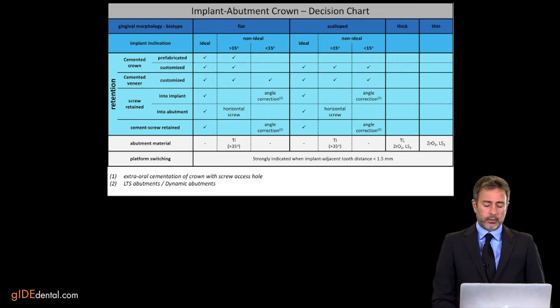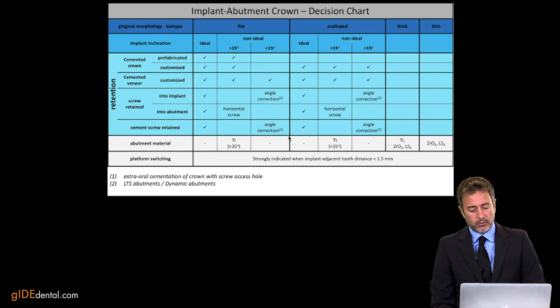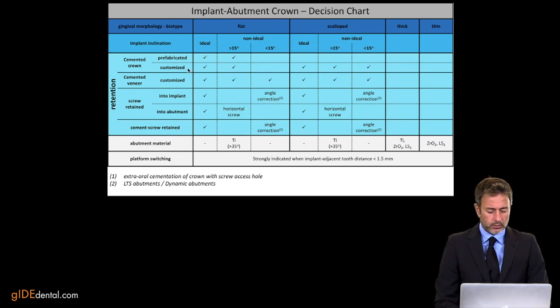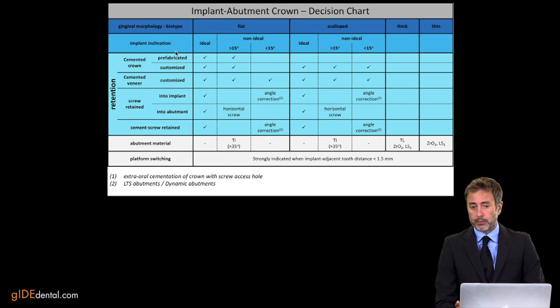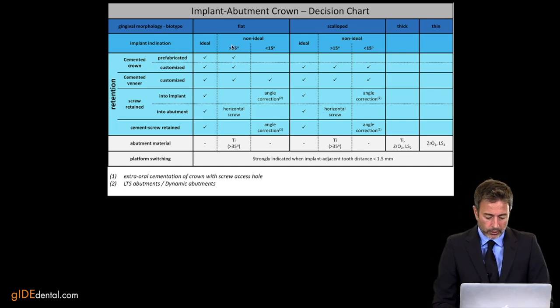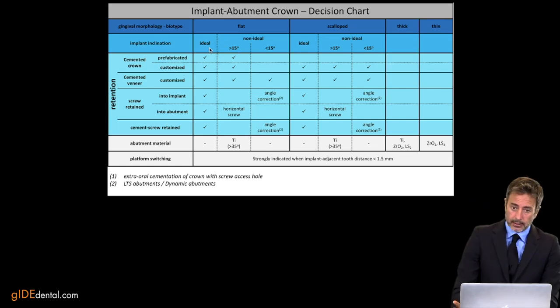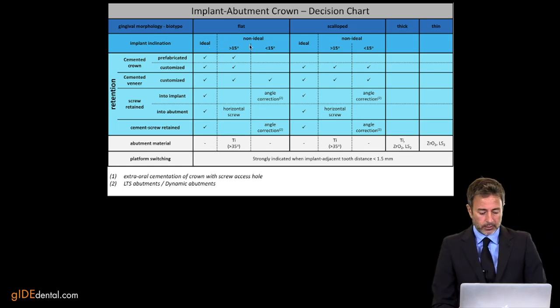There is another categorization, a decision chart, which you can see here, according to the gingival morphology: what we choose when we have a flat or scalloped situation, or when we have a thick or thin biotype, and of course according to the implant inclination. We have three categories: ideal implant inclination, less than 15 degrees, or more than 15 degrees, and you can follow here in this chart the decision chart for the abutment crown complex.